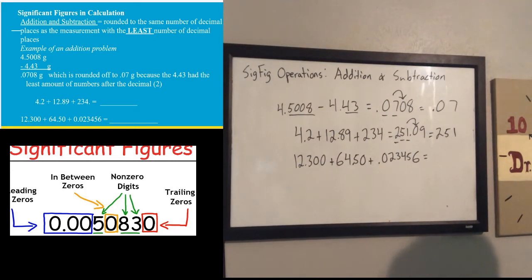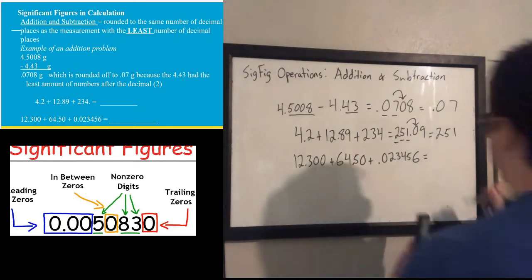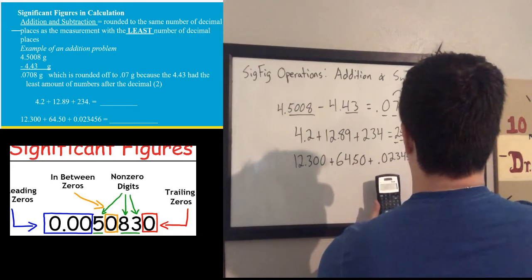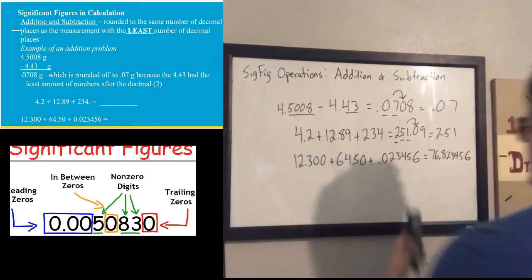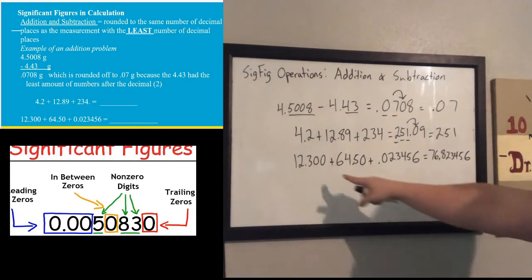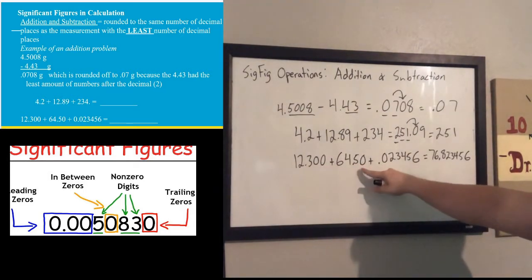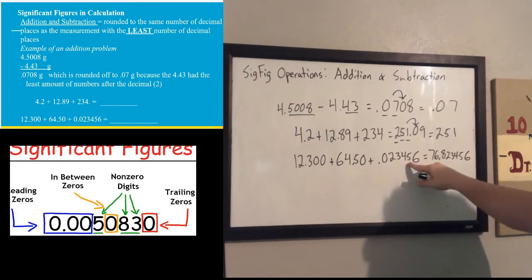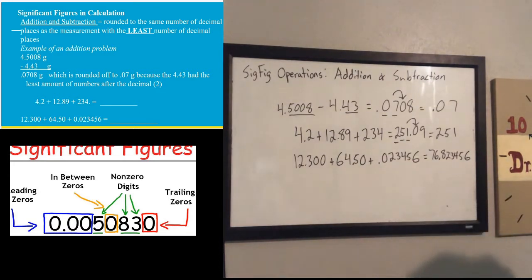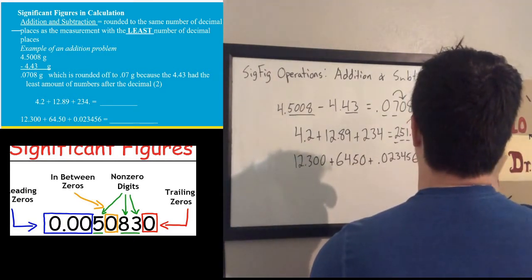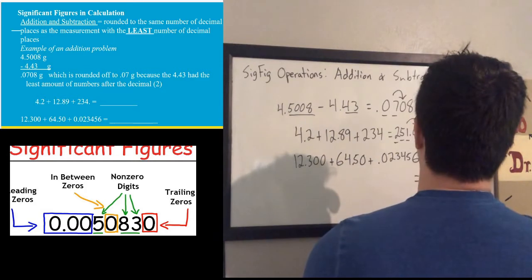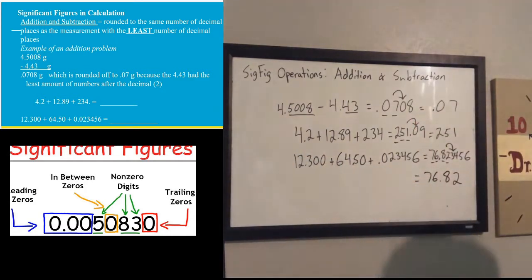Moving on to the next one, 12.300 plus 64.50 plus 0.023456. Very long decimal here for no reason. That's the whole number we get: 76.823456. This one has 3 decimal places, this one has 2, and this one has 6. So we're going to round to 2 decimal places because that's the smallest amount used. Underline our first 2. The 3 stays the same. 76.82 is our final answer.